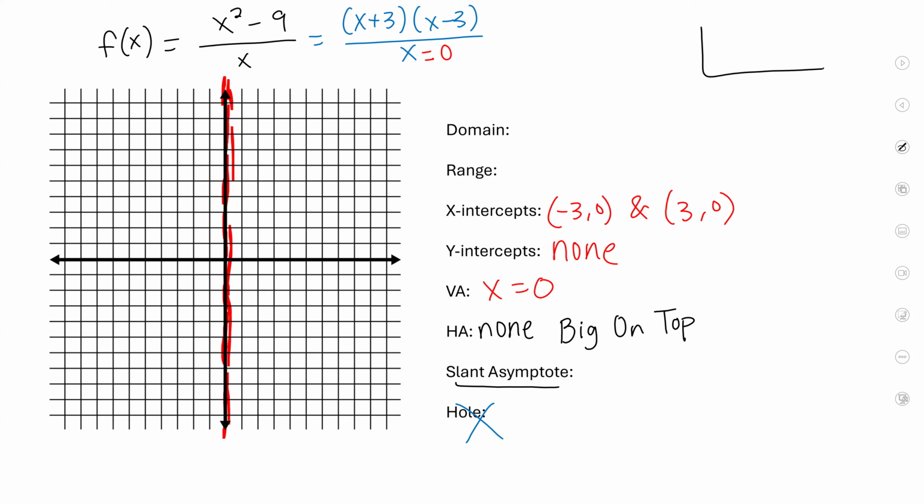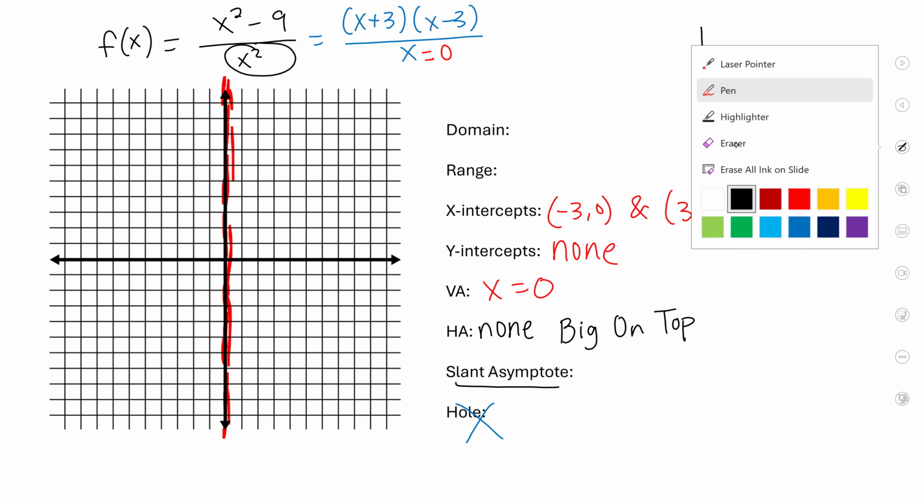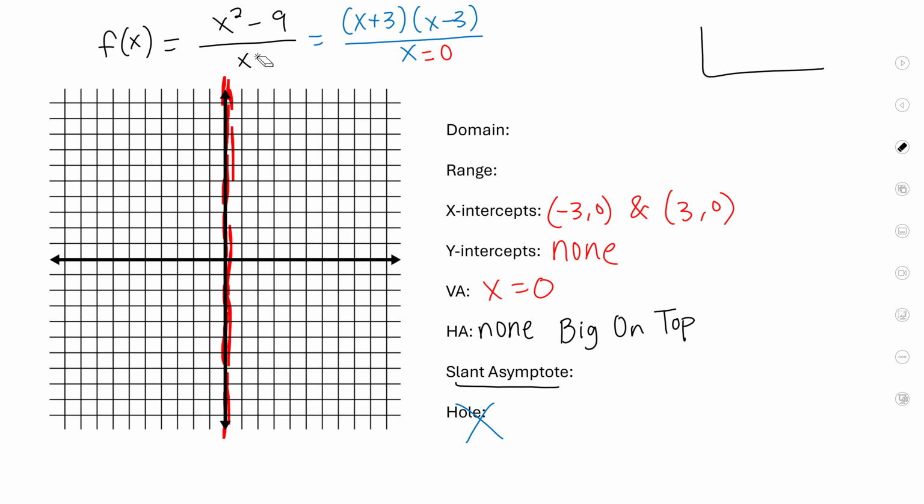And you can only do synthetic division when you have a linear in the denominator. If this was x squared or something, you wouldn't be able to do synthetic division. Synthetic division is only when you're dividing by a linear, just a single x. And the coefficient is 1, so that works out perfect. So I have 1, 0, -9.